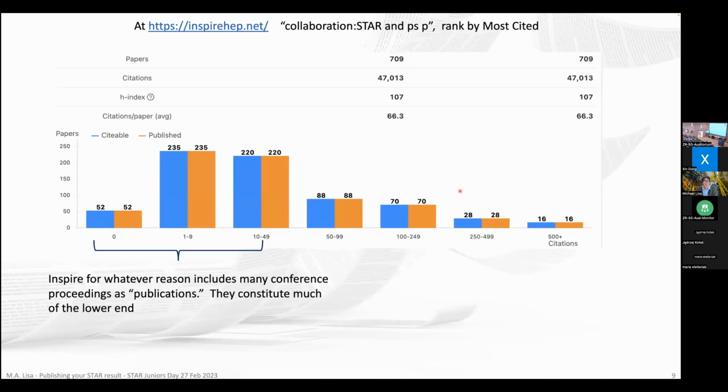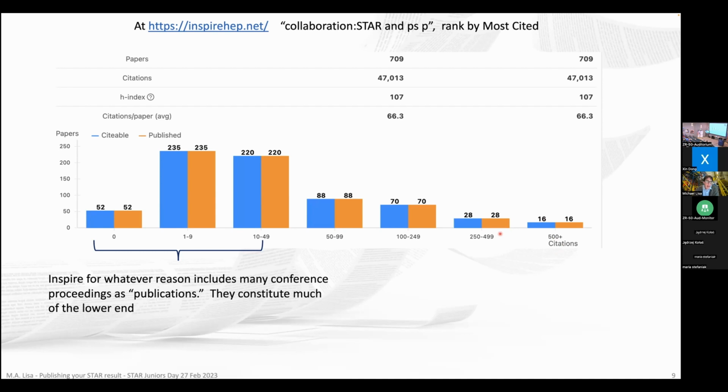This is from Inspire HEP. For whatever reason, even though you say you want published papers, it seems to get a lot of conference proceedings and stuff like that. So that's down here at the end, but this is ranked by citation. So we have 16 papers that used to be called famous, but basically it just means 500-plus citations. And then the next category is 250 to 499, et cetera.